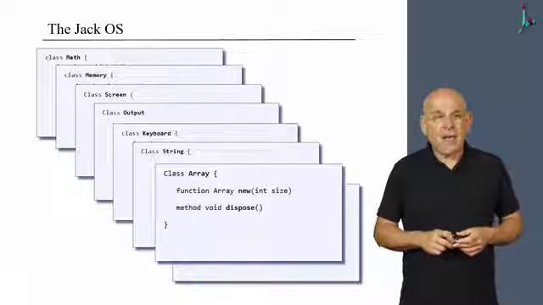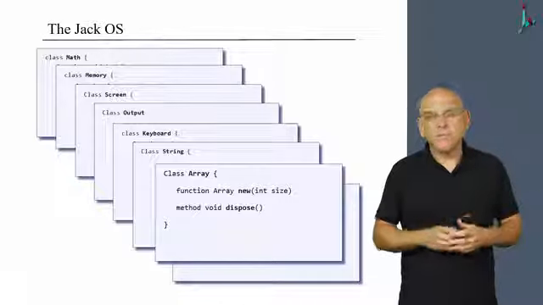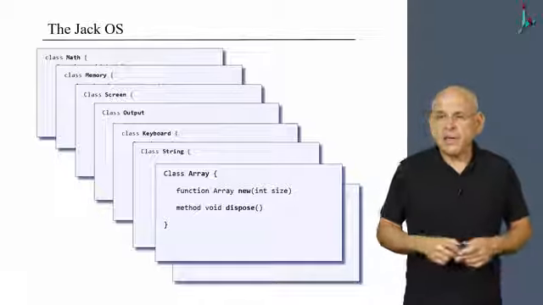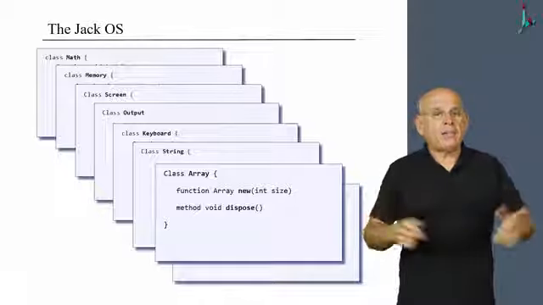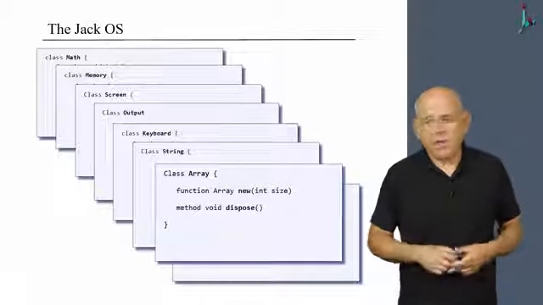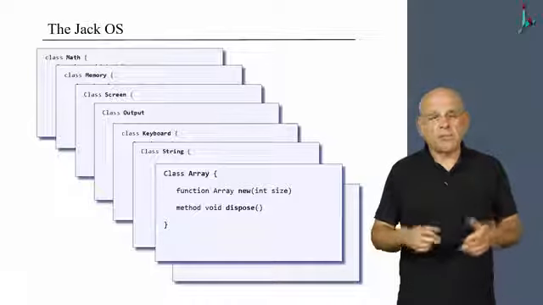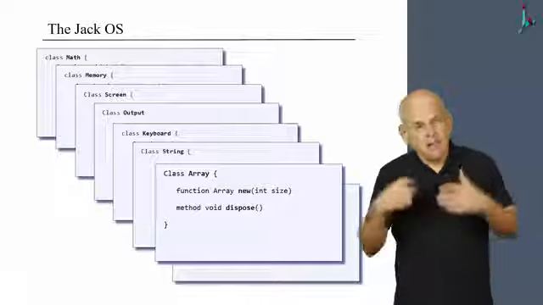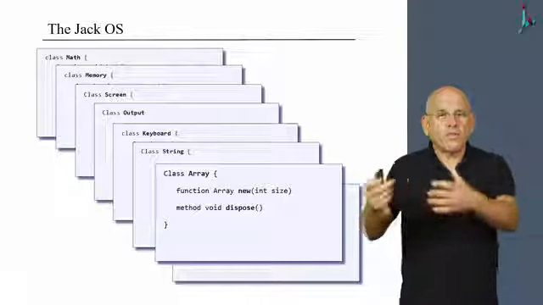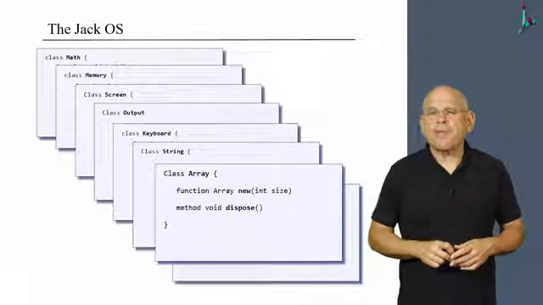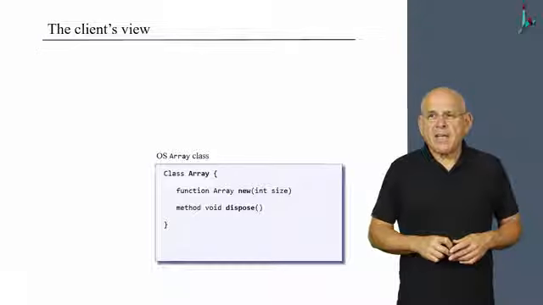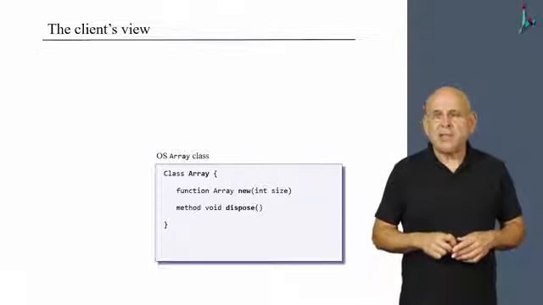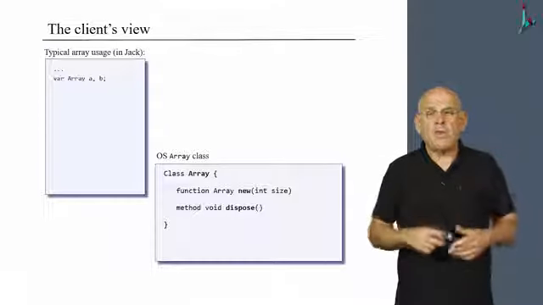And the API of the array class is trivial. We have only two subroutines. The first subroutine is designed to create a new array of a given size, and the second subroutine is designed to dispose the array on which it was called to operate. So before we get started with the implementation, let's take a client's perspective.